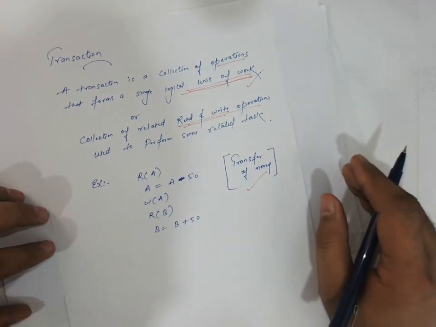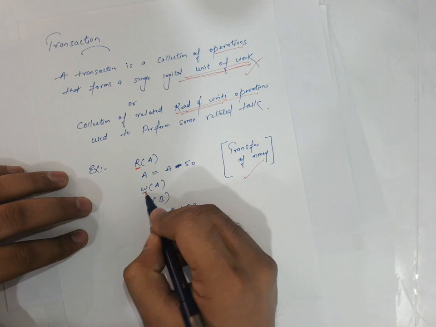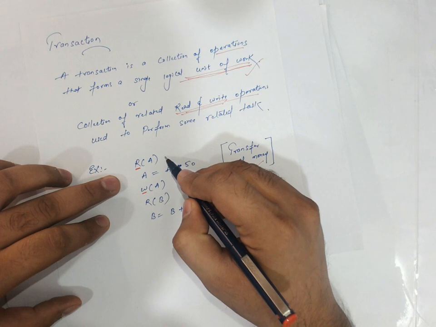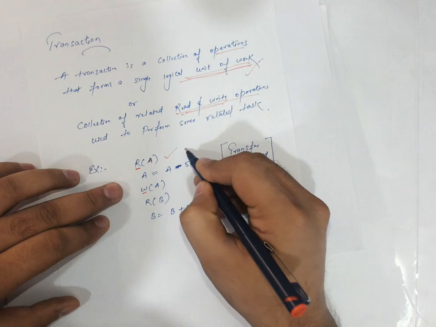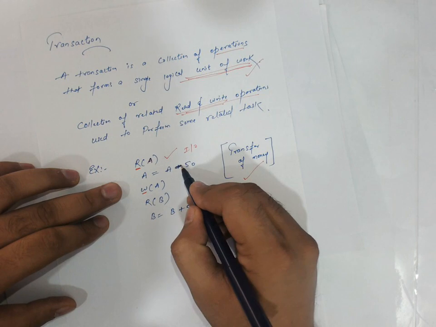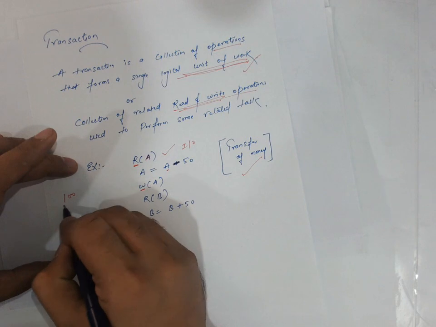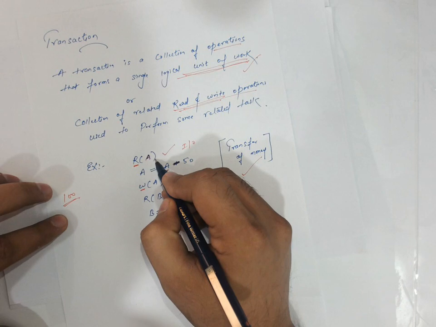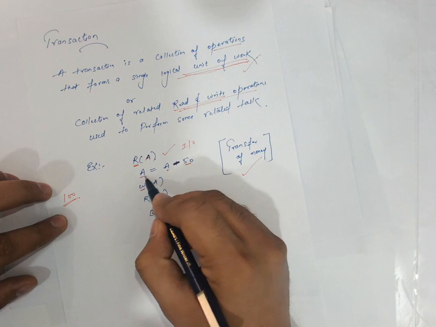So this is our transaction. Here is an example of a transaction. This R means read, and this W means write. We are reading the value from a database. A is a value in the database, and this is an input output operation. In the second instruction we are deducting some number from this value. Suppose the value of A is 100 on the hard disk. We read the value first, and then we deduct 50 from that value. Then this A will be 50.